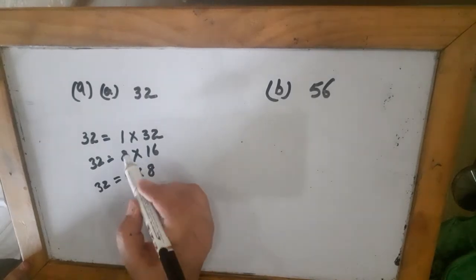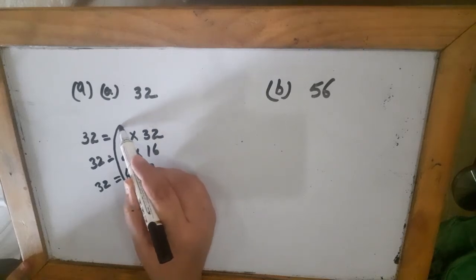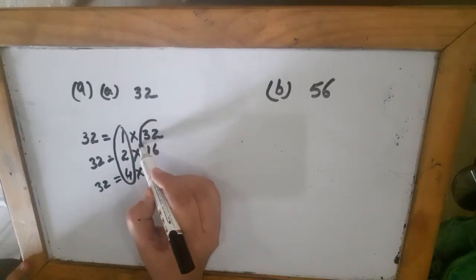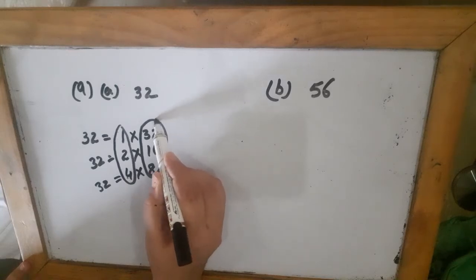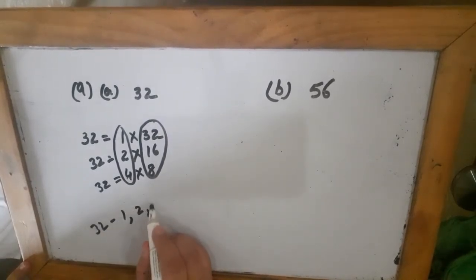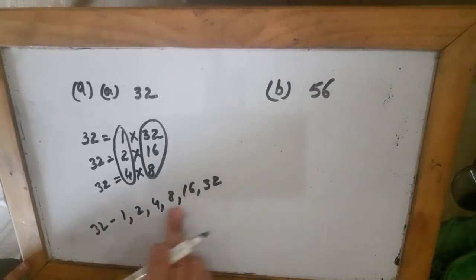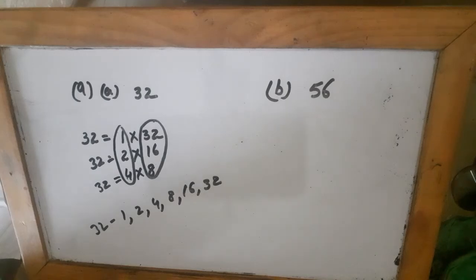So what are all the factors of 32? This 1, 2 and 4 and these are also the factors of 32. So the factors of 32 are 1, 2, 4, 8, 16 and 32. These are all the factors of 32.